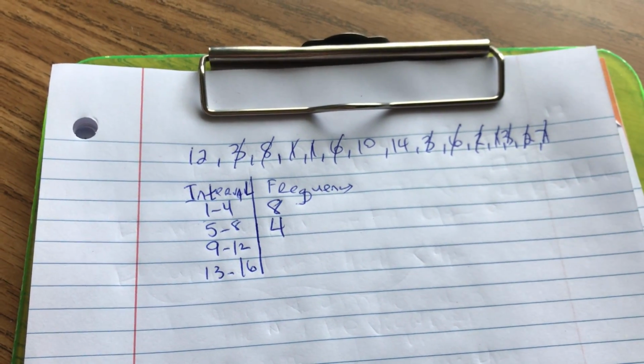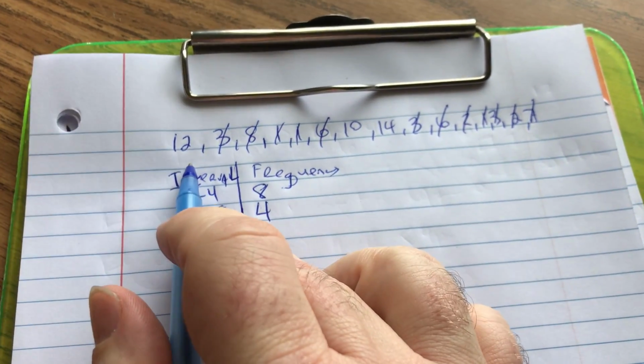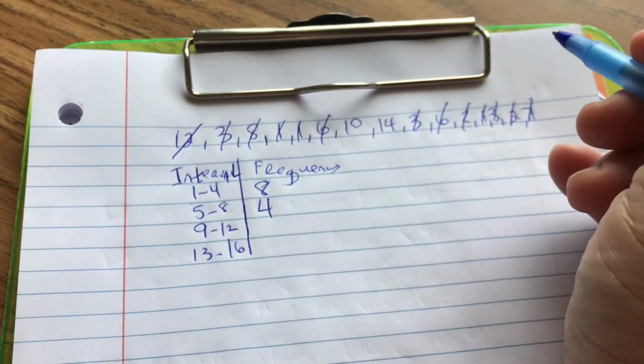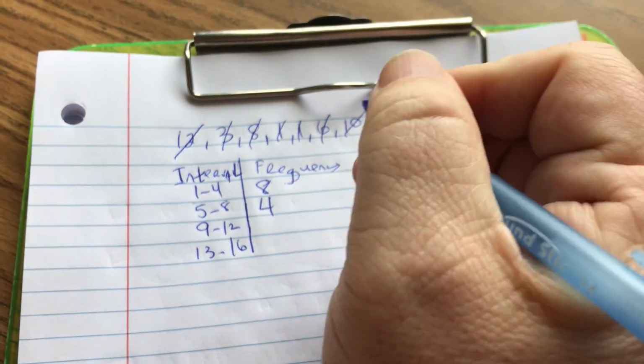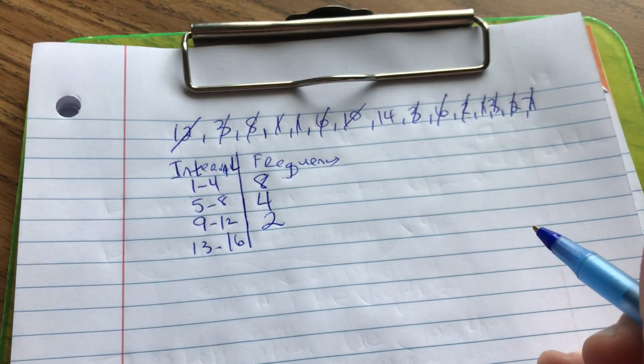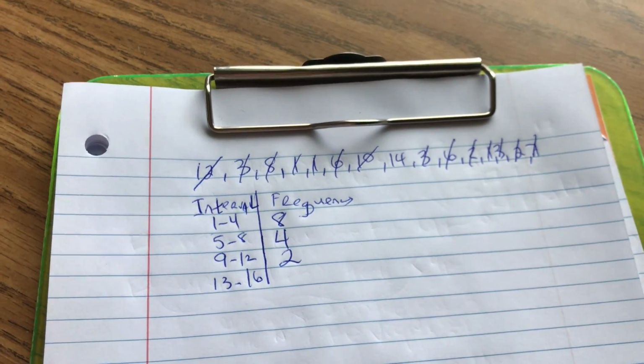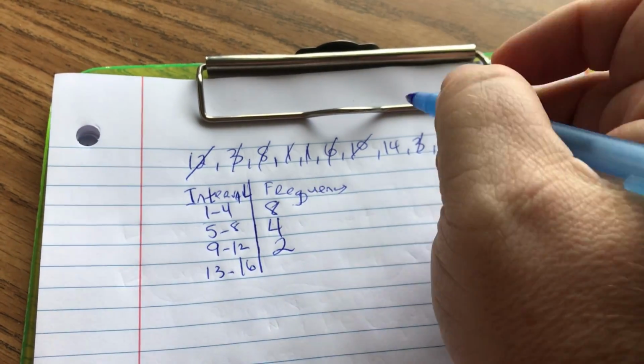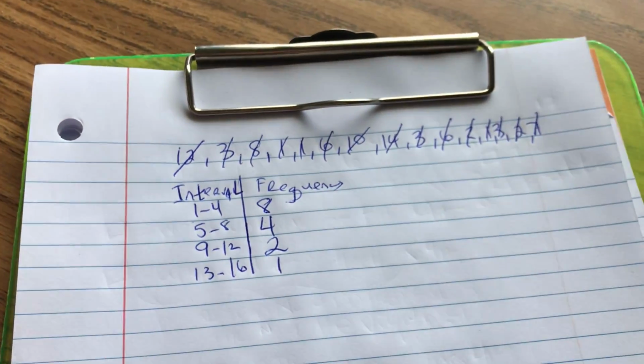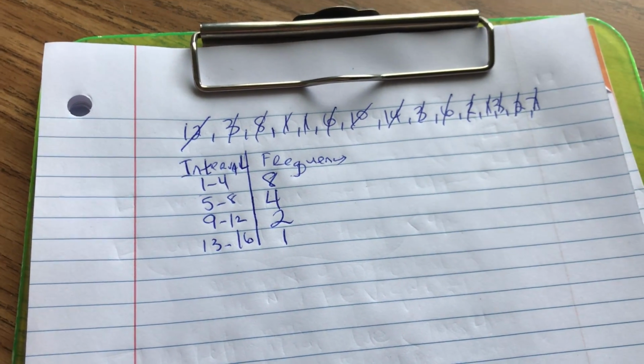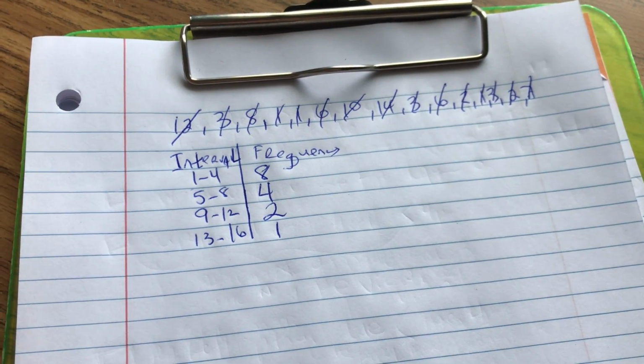Now from 9 to 12, well, we have 12. That's 1, and 10. So that's 2 numbers. All right, and then for the last one, we have from 13 to 16. It looks like we just have that 1. All right, so we create a frequency table. That's necessary to create a histogram.